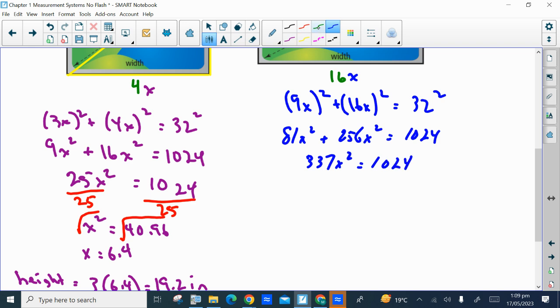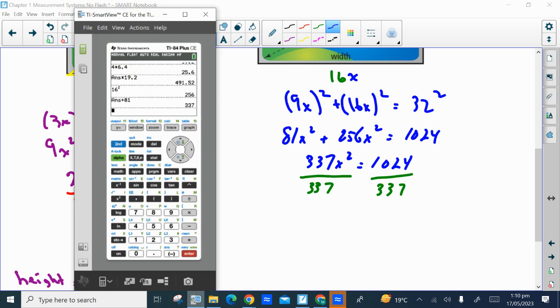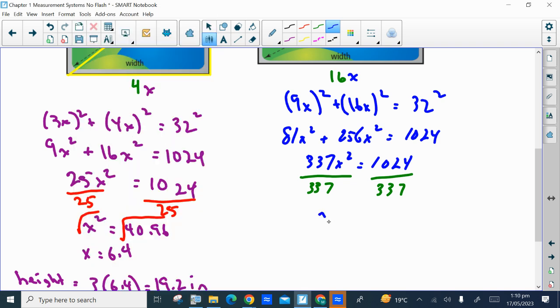We need to solve for x like we did before. Divide both sides by what's in front of the x squared. In this case, that's 337. So 1024 divided by 337 is a decimal, which we'll round to write down, but we'll keep that in our calculator. That's what x squared is, approximately 3.0386.